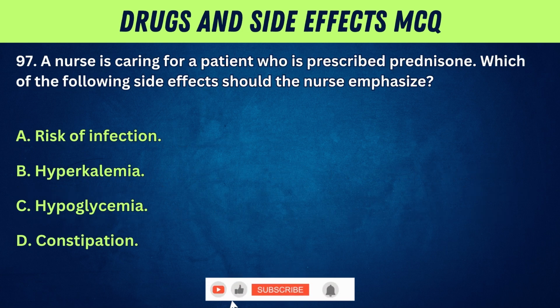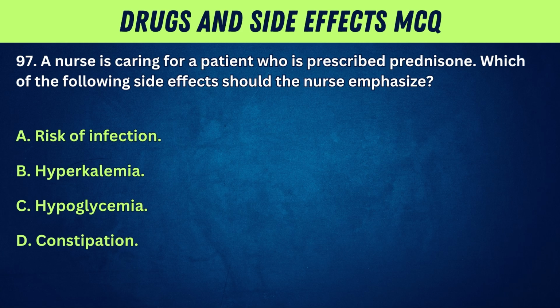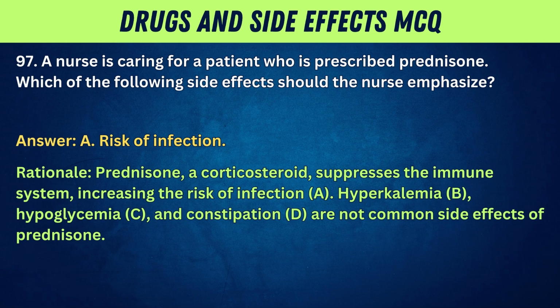97. A nurse is caring for a patient who is prescribed prednisone. Which of the following side effects should the nurse emphasize? A. Risk of infection. B. Hyperkalemia. C. Hypoglycemia. D. Constipation. Answer: A. Risk of infection. Rationale: prednisone, a corticosteroid, suppresses the immune system, increasing the risk of infection. Hyperkalemia, B, hypoglycemia, C, and constipation, D, are not common side effects of prednisone.